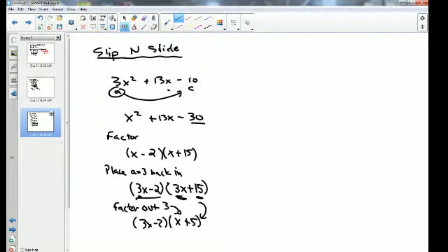I haven't tried this with a non-prime A value, but I'm assuming it'll still work. So how do you know when to do this? Because you might be able to factor out of both of these, right? And then it'll fall out. So this is a good method to use when A is not equal to 1. Okay, it's called slip and slide.